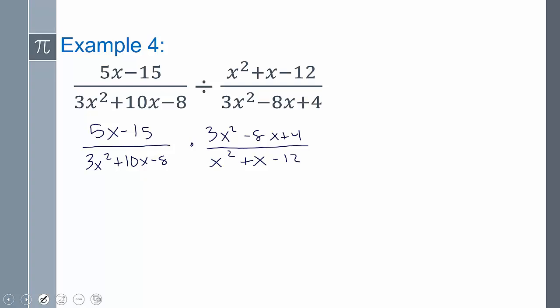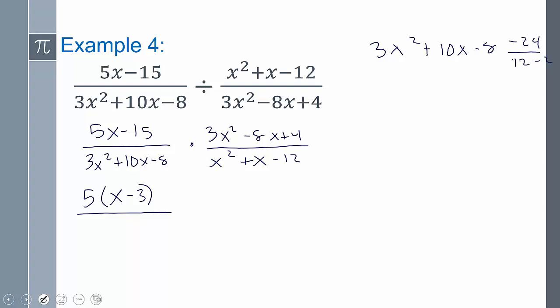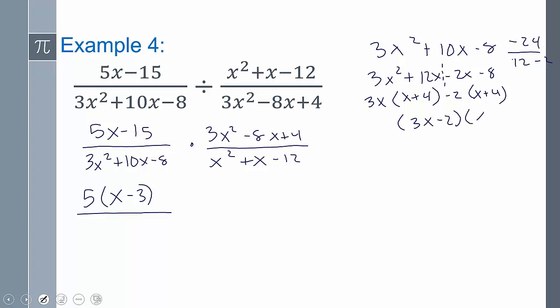Okay, so for that first one, the 5x minus 15, there's a 5 in common, so I can factor out the 5. Now the 3x squared plus 10x minus 8. A times c, negative 24, factors that add to 10. It's going to be 12 and 2. So plus 12 minus 2. So 3x squared plus 12x minus 2x minus 8. Factor by grouping. There's a 3x in common, x plus 4 minus 2. Then we get x plus 4. And so then you get 3x minus 2 times x plus 4. And so here we get 3x minus 2 and then x plus 4.